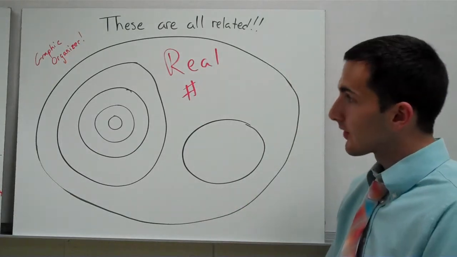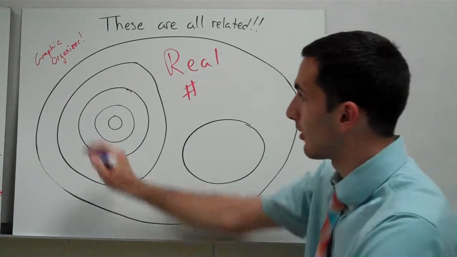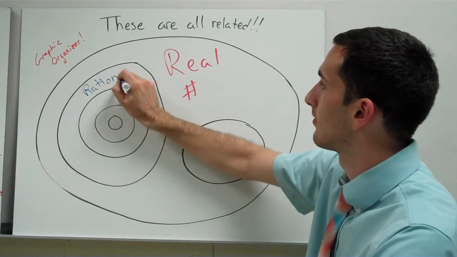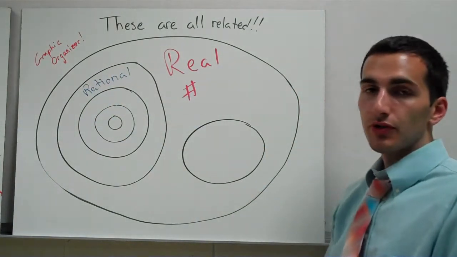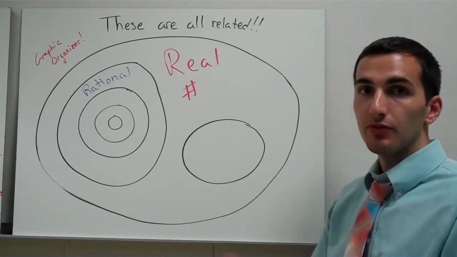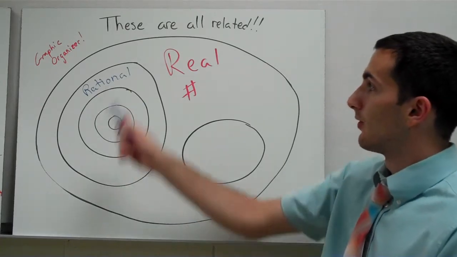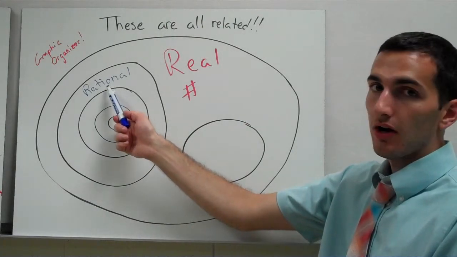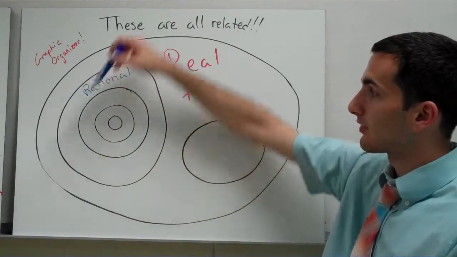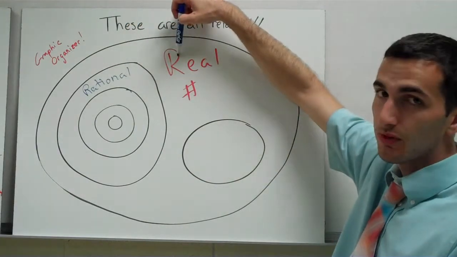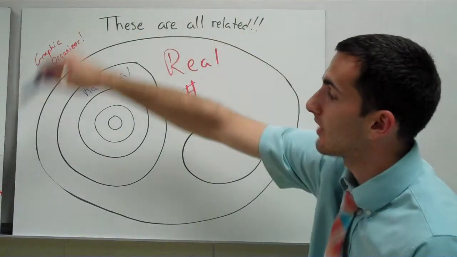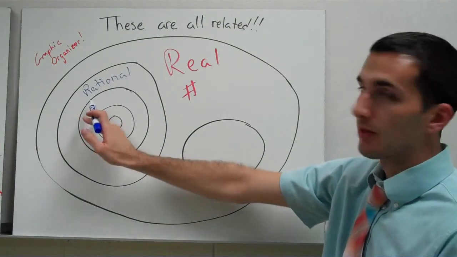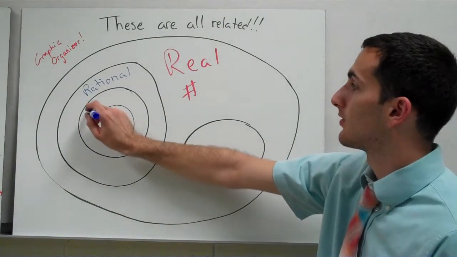Within that, the next thing we talked about were rational numbers. Rational numbers, if you remember, are all numbers that can be represented as a fraction. So, real numbers is everything. Rational numbers are any number that can be represented as a fraction. So, those numbers are also real numbers. That's why this circle is inside of the bigger circle. Inside of rational numbers, our next one in is going to be our integers.